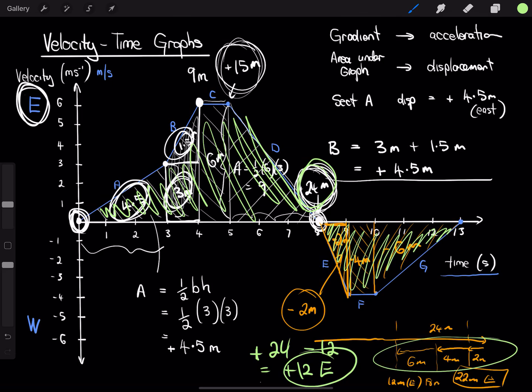So that's how we can use velocity time graphs to determine the position of an object or its displacement.